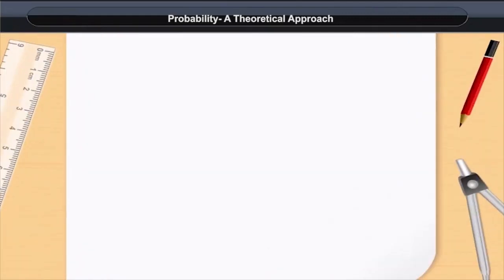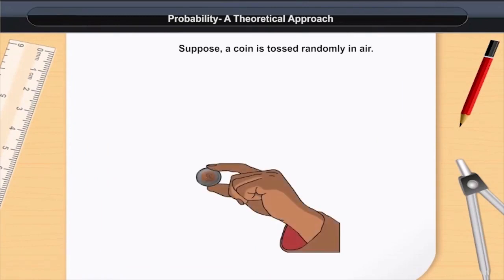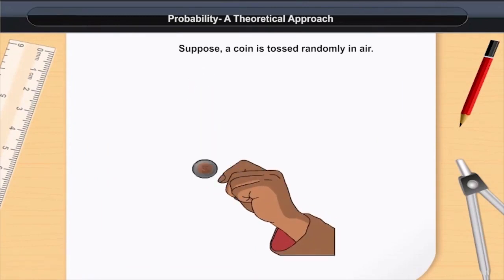Probability, a theoretical approach. Suppose a coin is tossed randomly in air. We know that the coin can only land on the ground in one of two possible ways, either heads up or tails up. Here, we can assume that any outcome, head or tail, can occur. By this, we want to explain that the possibility of getting a head and a tail is equally likely.